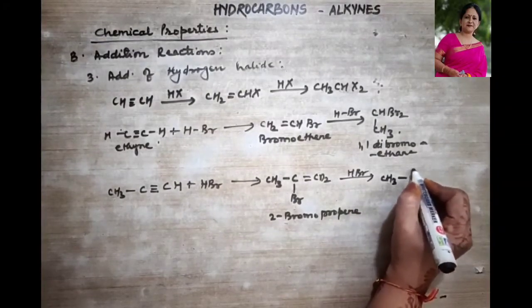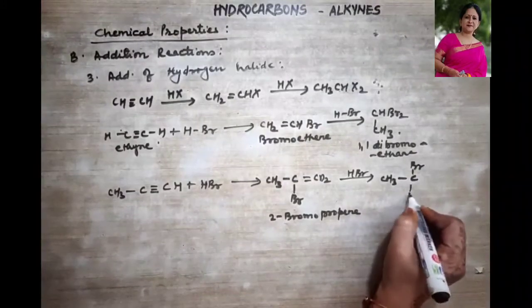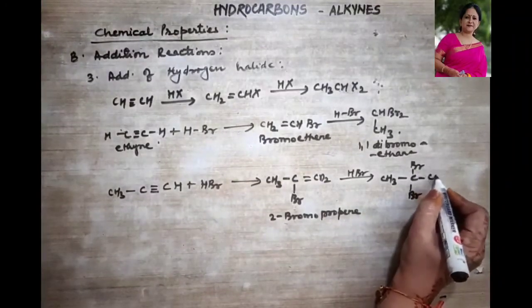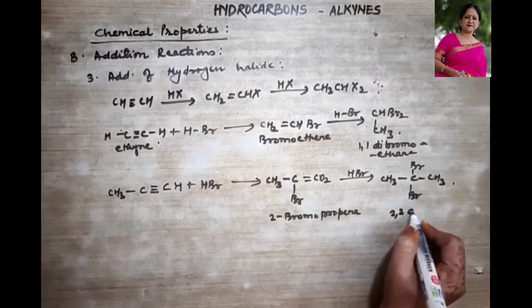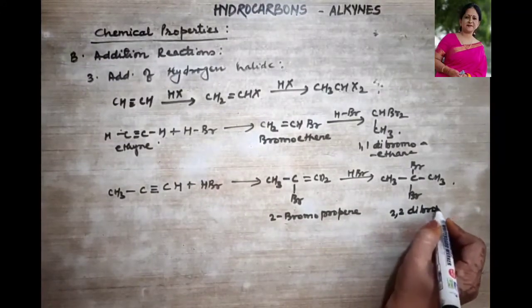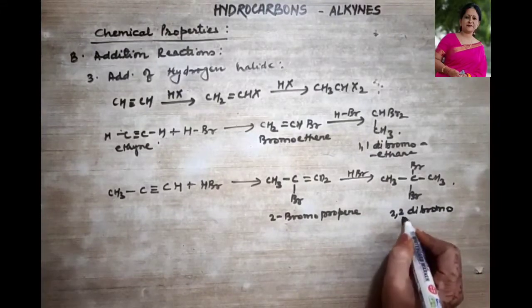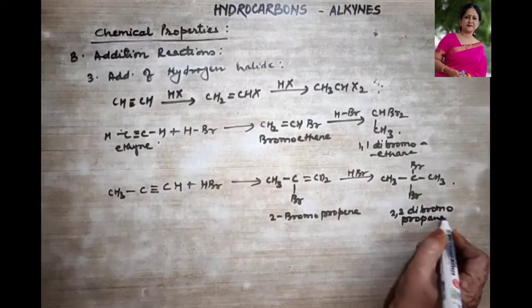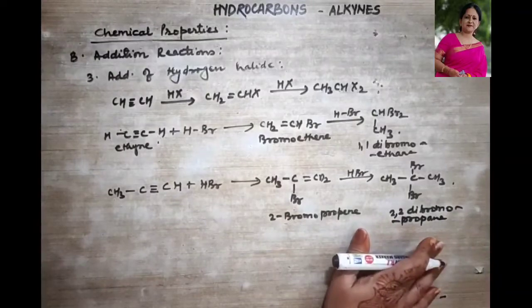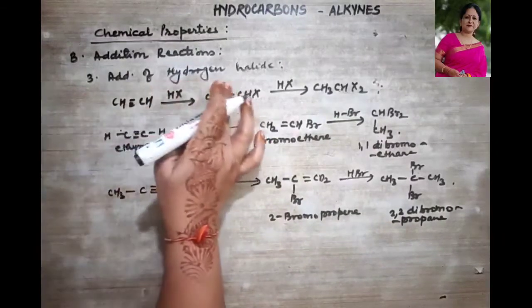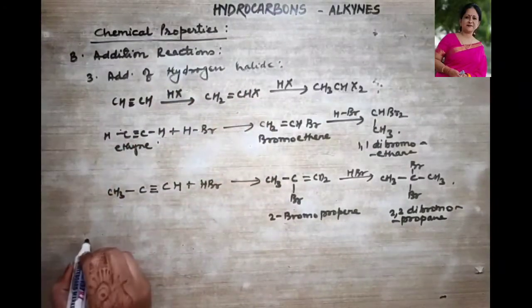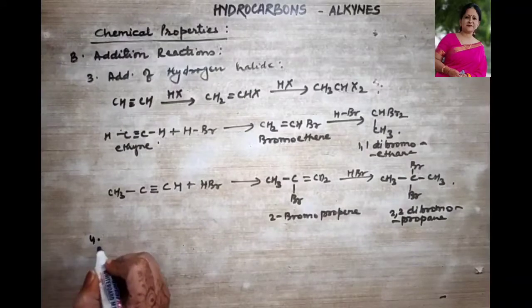When we add more of HBr to it, then what is it going to give us? CH3, CBr2 and CH3. So what is this? This is 2,2-dibromopropane. I hope this is clear. So addition reactions are clear to you. Now this was addition of hydrogen halide. Next we shall talk about addition of water.